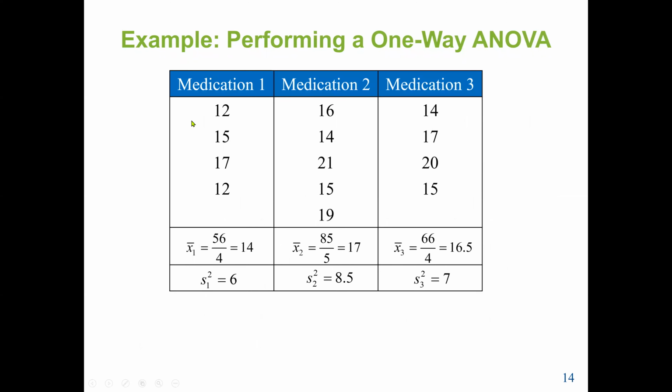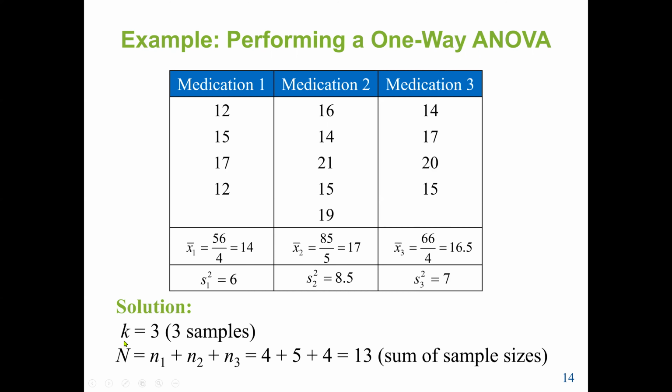So this is the table given to us. We have 3 different conditions here, or I'll say populations. Medication 1, medication 2, medication 3. So these are the times, the values for each. We find the mean for the first, the second, and the third. Then we also have the variance for each. Again, here we use descriptive statistics formulas to find the variance and the mean for each.